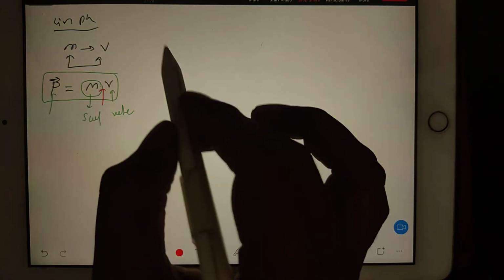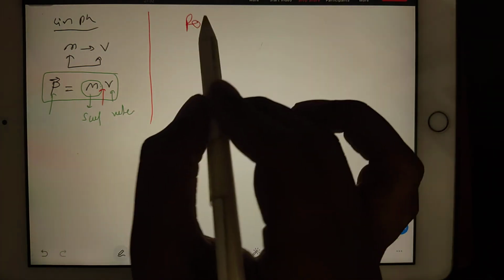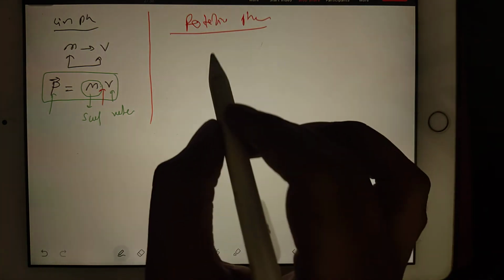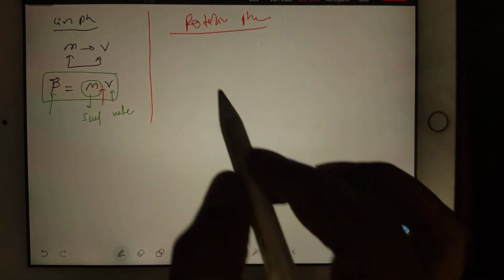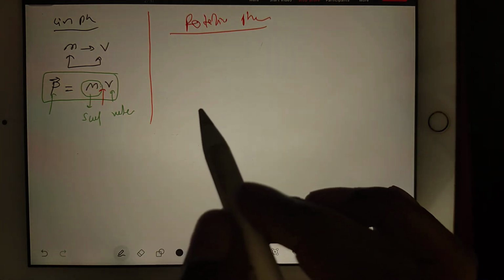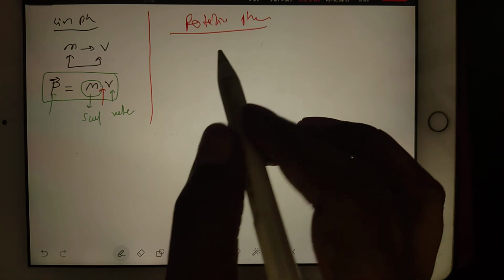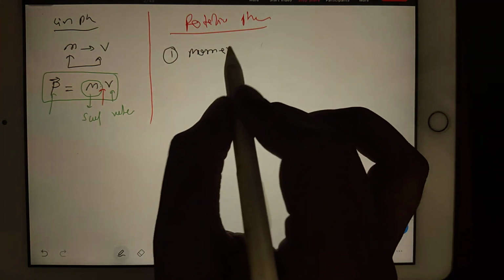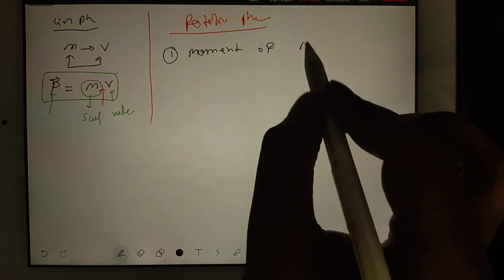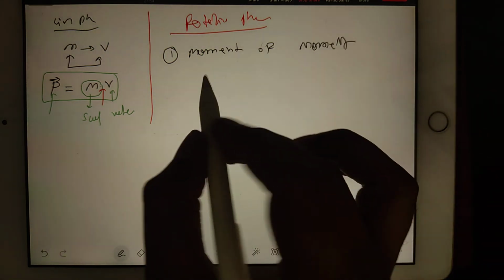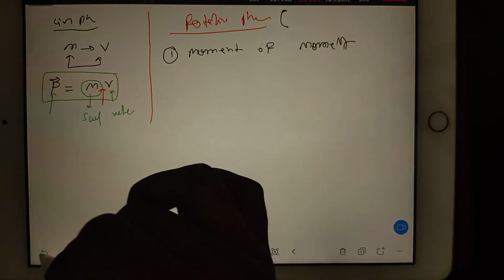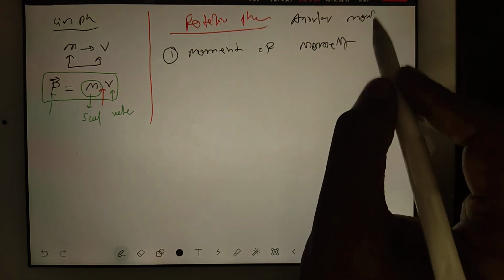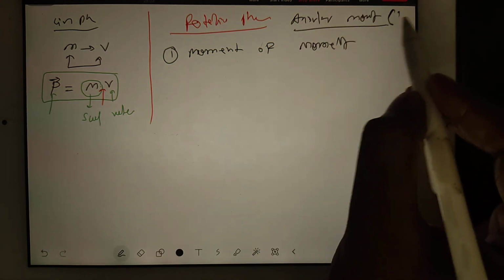Now you come to rotational physics. What happens in rotational physics? In rotational physics, we are going to discuss angular momentum, and the first line you will say is that it is moment of momentum. Moment of momentum, what does it mean? Your heading is angular momentum. Actually angular momentum is your new topic. The symbol is capital L.